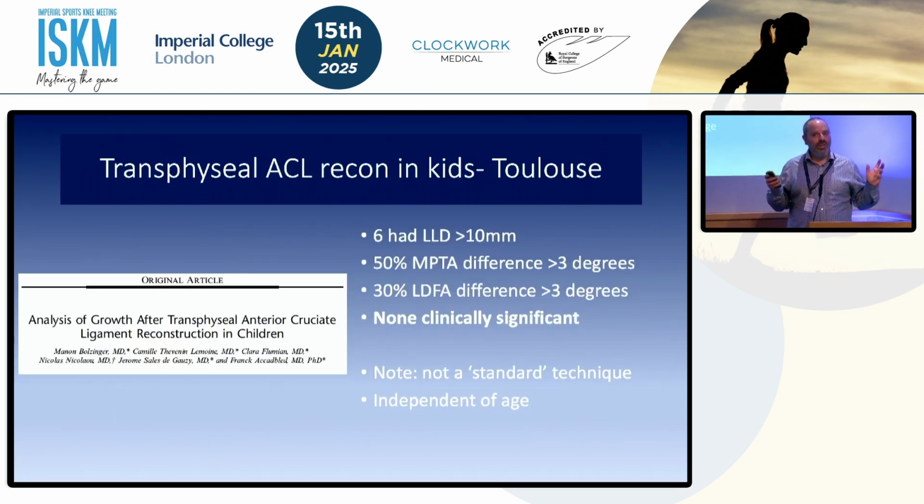If you look at more recent contemporary literature, this comes from the group in Toulouse, Frank Bled, who looked at 50 kids, all at a young age group. What he found was that growth disturbance was independent of age. It didn't mean that if you were younger, you were more likely to get it. But half of them had a difference in their tibial deformity and a third in their distal femur. And Frank does what I would call a physeal respecting transphyseal reconstruction. It's very different to what we're doing in adults.